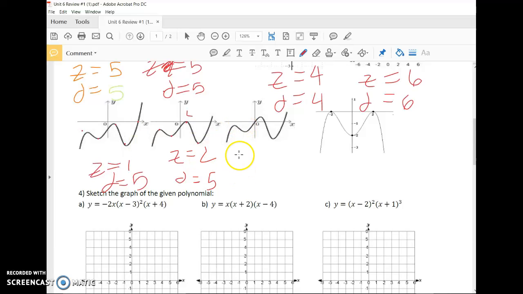Okay. Then we can look here. We have 1, 2, 3, 4. So its degree is degree 5 again. And then we have 1, 2 zeros.